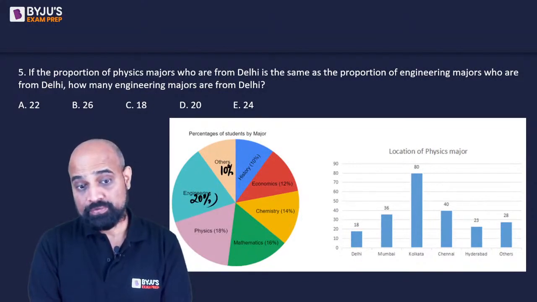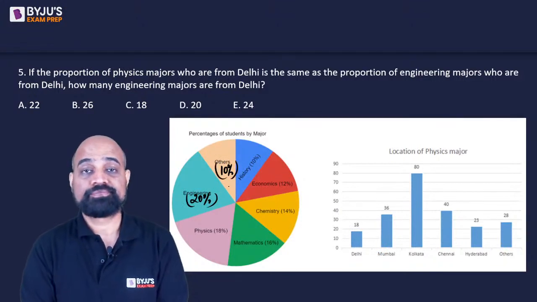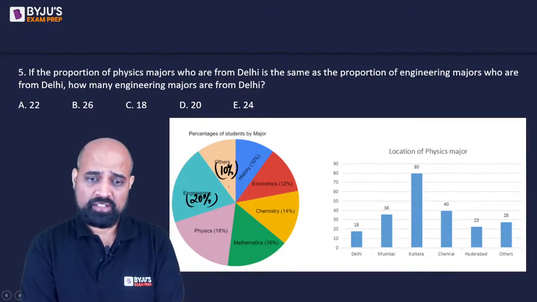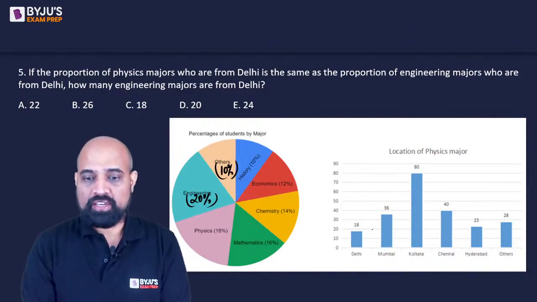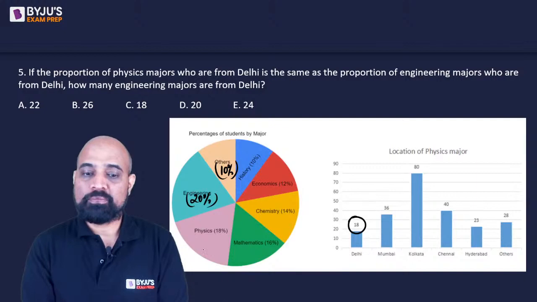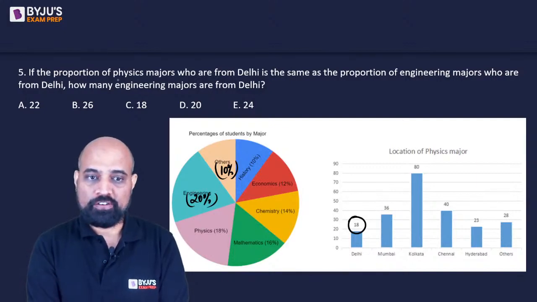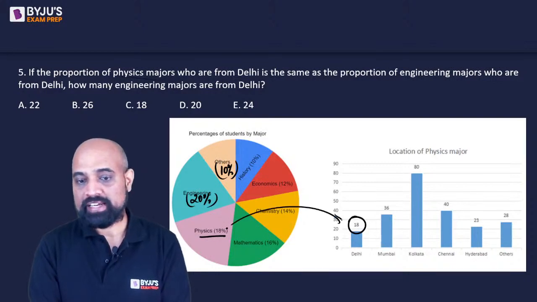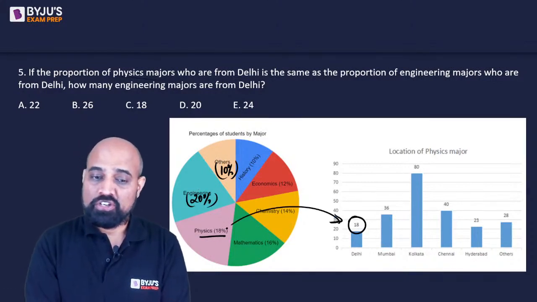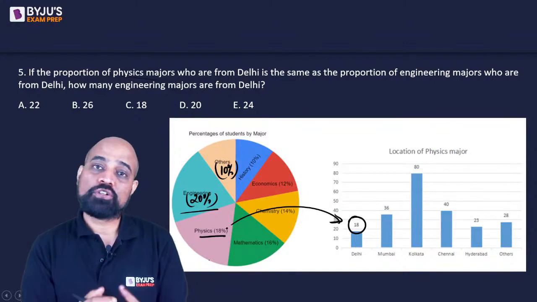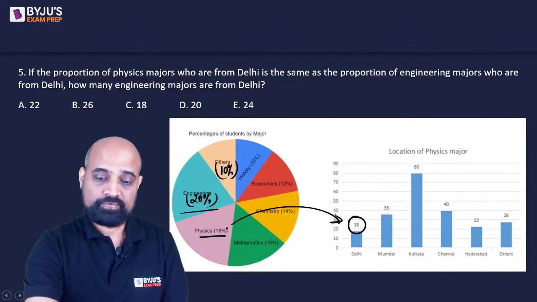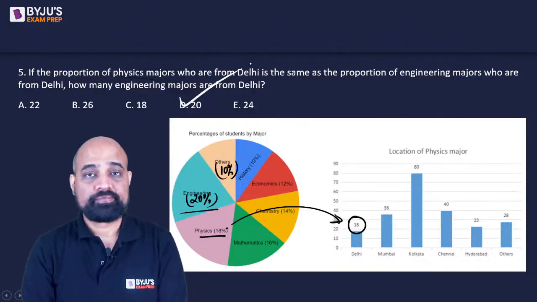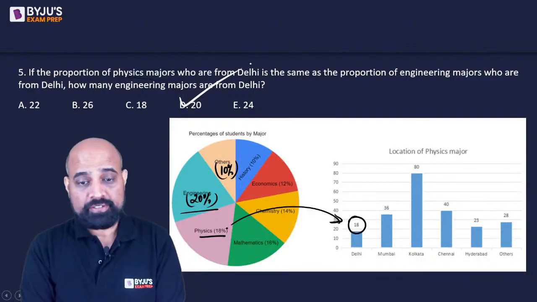The assumption that the example that we took, समझने के लिए. So ये लग रहा है, right? So if there are 18 students from Delhi for physics major के लिए, so 18% denotes 18 students from Delhi. So 20% will denote how many students from Delhi for engineering students? Of course 20. यही लगना चाहिए, right?